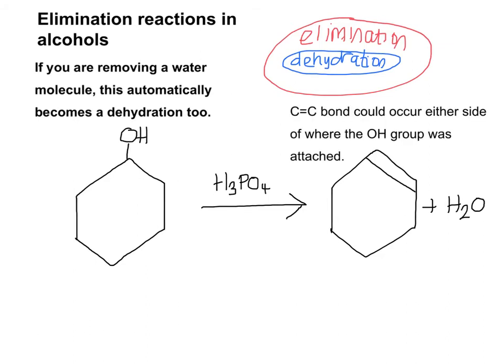So it's important to remember that the carbon-carbon double bond could occur here or here, provided it occurs where the OH group is attached. So these bonds on the cyclohexanol could become carbon-carbon double bonds when the reaction takes place.